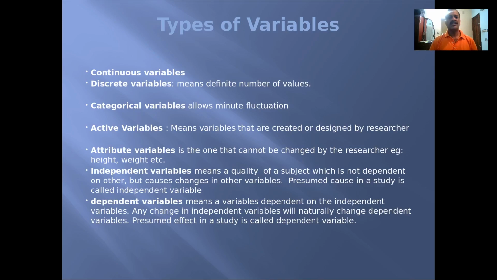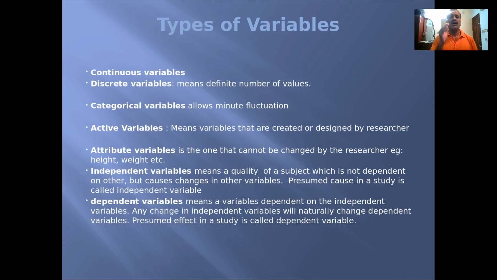Now third is the categorical variables, which allow minute fluctuations. For example, when you ask about the gender or sex, we'll say male or female, to the latest transgender. So this allows minute fluctuations. So these types of variables we call categorical variables.